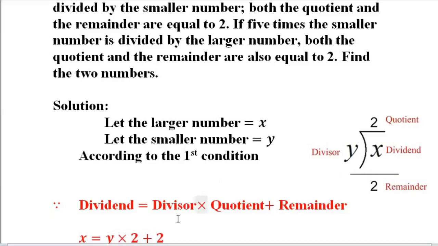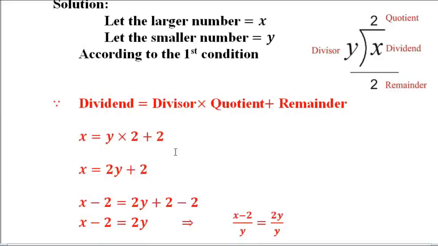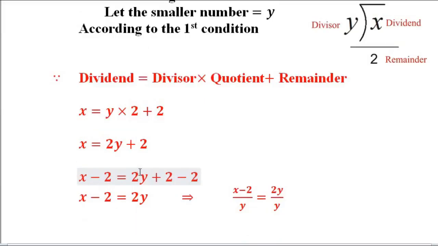We can also use the formula, which is dividend equals divisor multiplied by the quotient plus remainder. So, according to the formula, dividend x equals divisor y times quotient 2 plus remainder 2. I'll rearrange this equation according to the statement. So, x equals y times 2, which is 2y, plus 2.